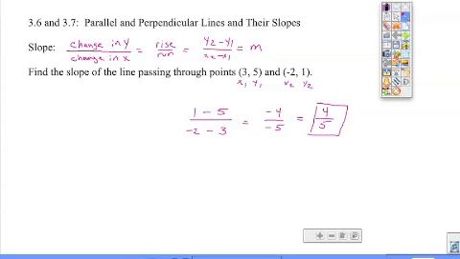Now I always get the question, does it matter what I use for x1 and x2? It doesn't. If I wanted to call this x2 and y2 and this x1 and y1, it doesn't matter. What matters is you leave the 2's together, x2, y2, x1, y1. That's the important part. So if I had done this backwards and I'd said y2 is 5 minus 1 over the x2 of 3 minus the x1 of negative 2, that would have given me a positive 4 over a positive 5, and I get the same thing. The only difference is you might have to deal with this double negative and simplify. But it doesn't matter which one you call x2 and which one you call x1.